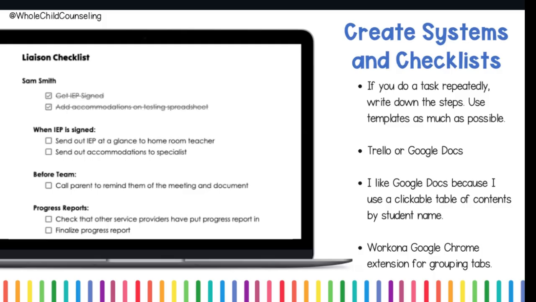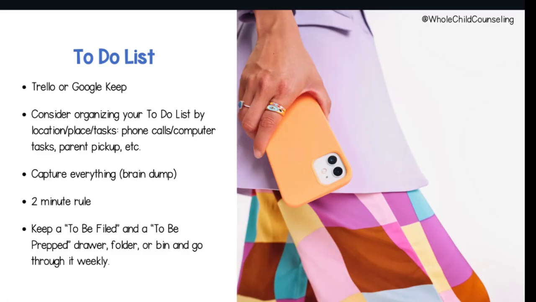So I just have this checklist that I can copy, change the kid's name, and then have the digital table of contents, click their name, and whatever step I do, I just click it when it's done. And then I know, okay, this has been done and I don't have to worry about it. It just saves mental anguish. Some people also use the Workona, I don't know if I'm saying that right, Google Chrome extension for grouping tabs. I'm not using that right now, but I did want to mention it because I heard it was cool.